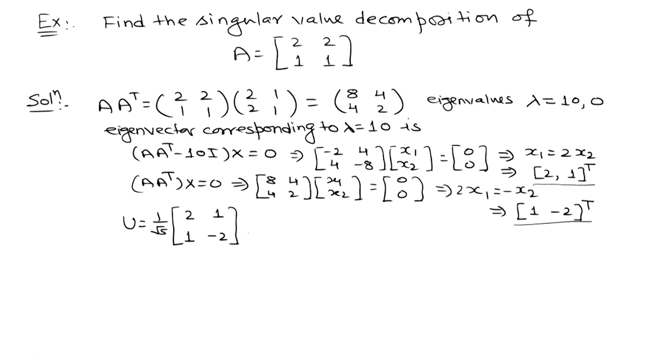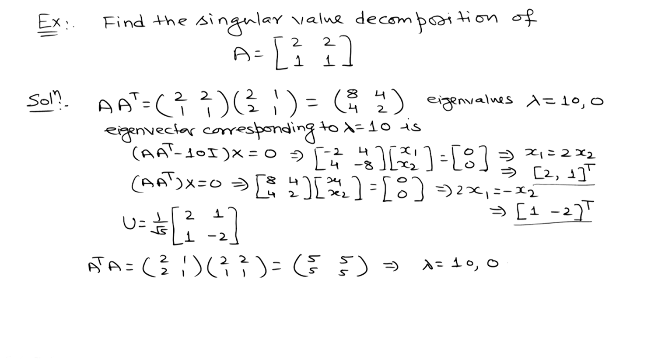Now, I will find the matrix V. So, for that I will take A transpose into A. A transpose into A will become 2 2 1 1, A is 2 2 1 1. So, this comes out to be 4 plus 1, 5, 5, 5, 5. Here again the eigenvalues come out the same, because eigenvalues of A A transpose and A transpose A are the same.